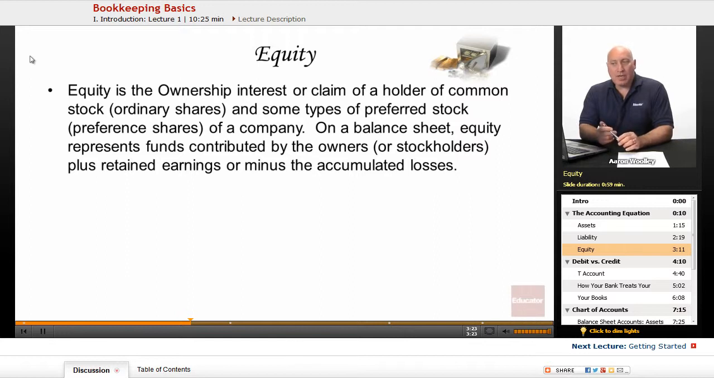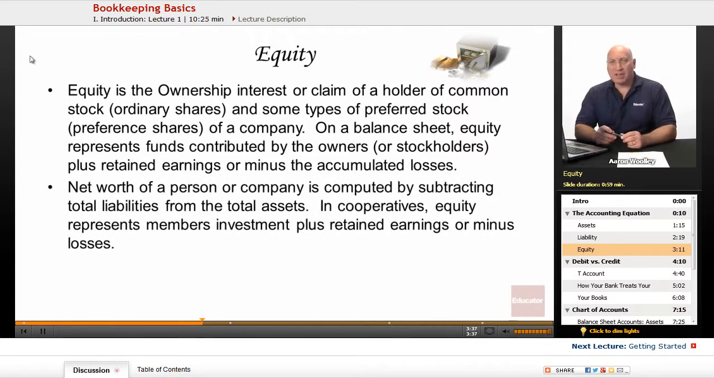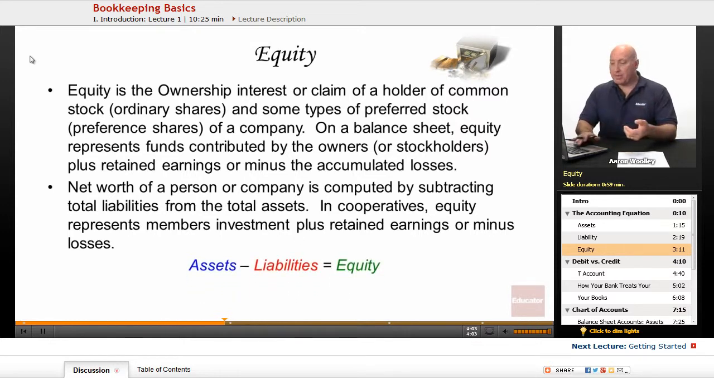On a balance sheet, equity represents funds contributed by the owners or stockholders, plus retained earnings or minus the accumulated losses. So equity truly includes our income and expenses. That's equity. The net value of our income less our expenses is part of equity. It goes into that. Net worth of a person or a company is computed by subtracting the total liabilities from the total assets. So our total assets minus our total liabilities gives us our equity. In cooperatives, equity represents members' investment plus retained earnings or minus losses. So assets minus liabilities equals equity.